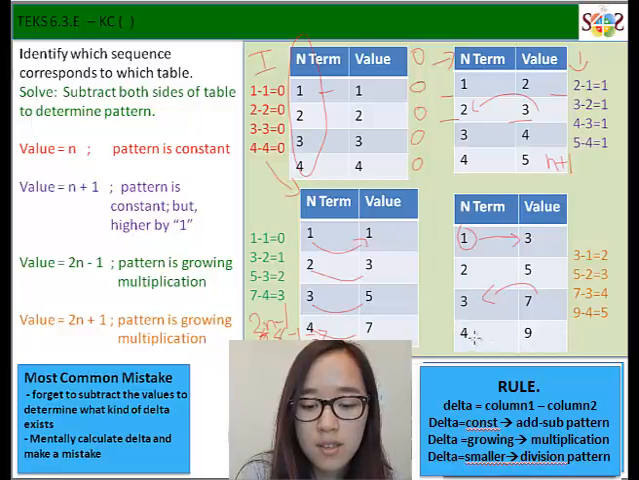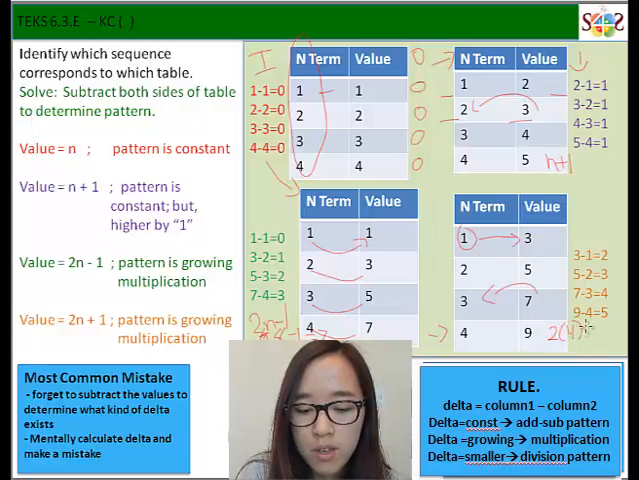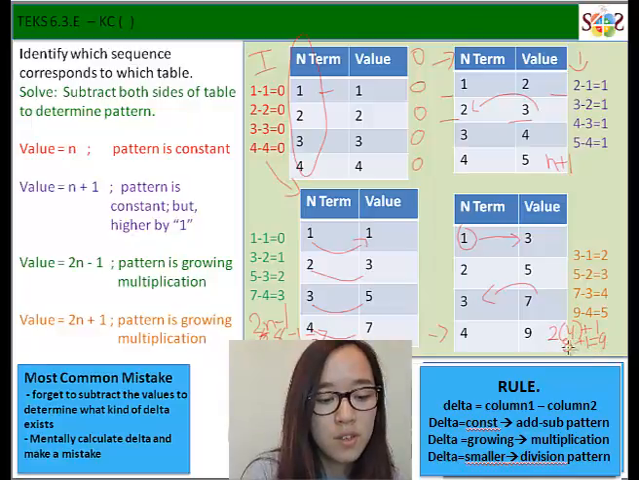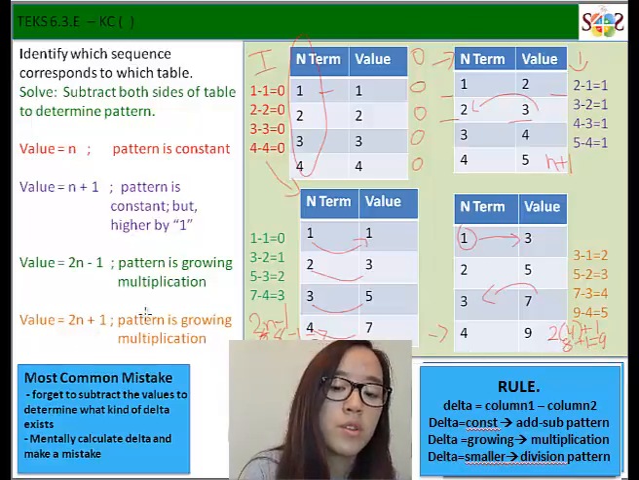And let's take this last value on the table. Let's say we have 2 times 4 plus 1. So we know that 2 times 4 is 8, and when we add the 1, we get 9. So this is the equation for this last table.